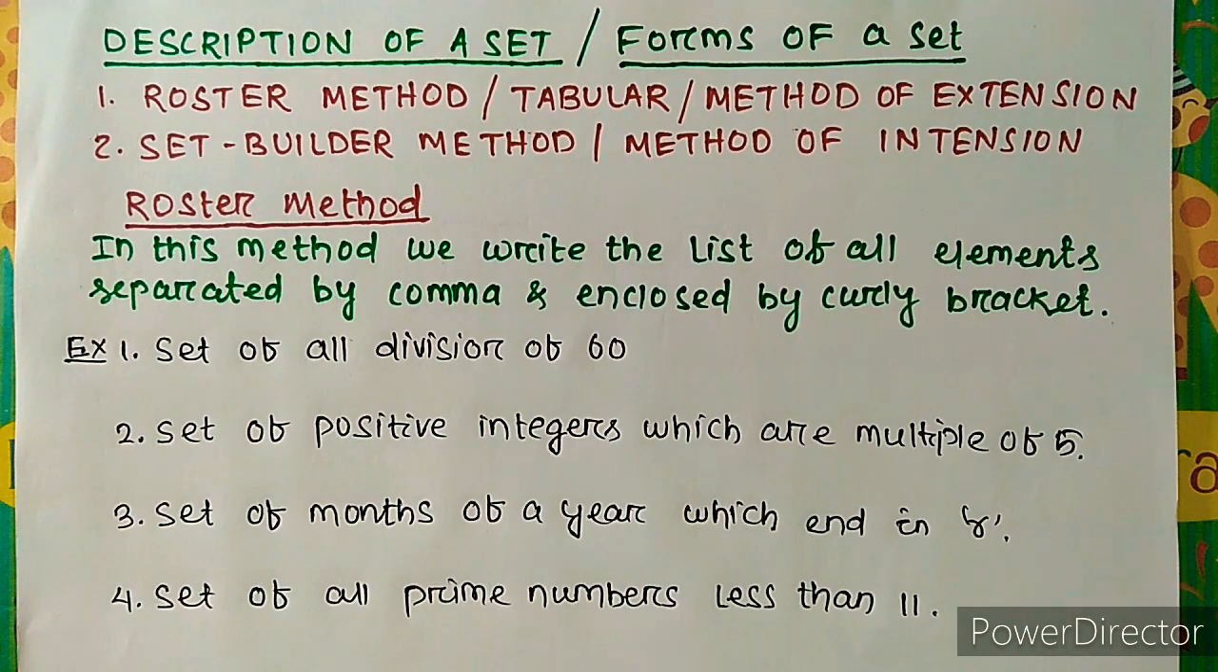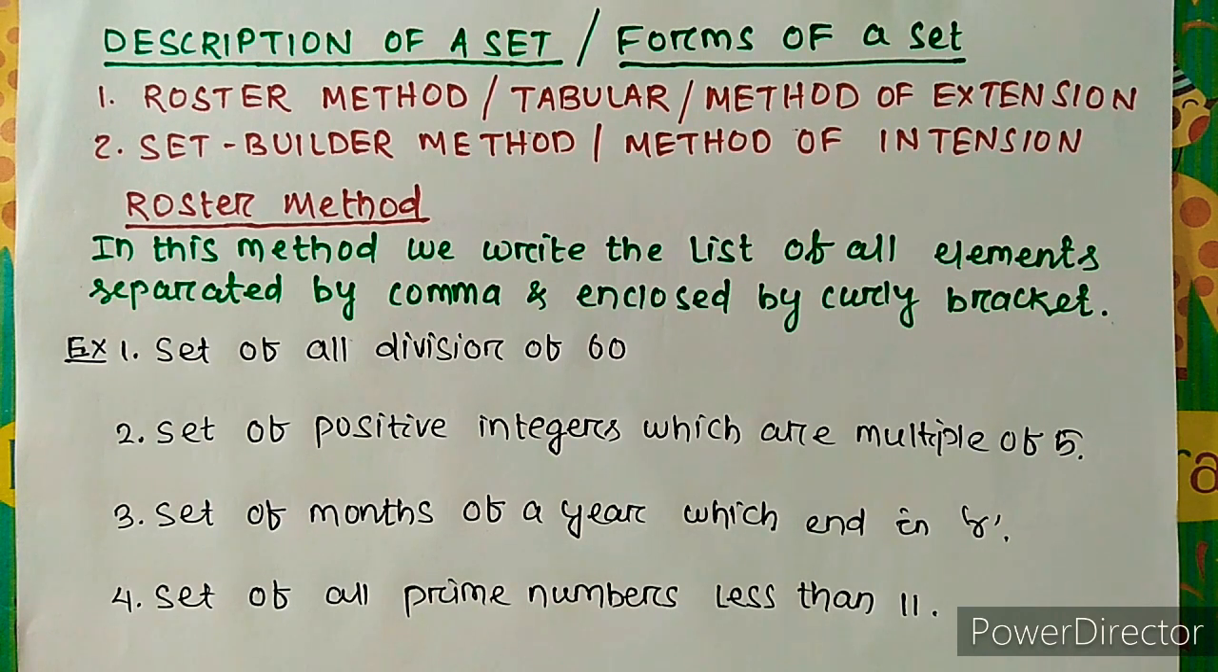Now we will read the description of a set, or we can say the forms of a set. So there are two forms: the roster method, or we can say tabular method, and the set builder method. So these two forms or methods are very useful, and the first one is the roster method.